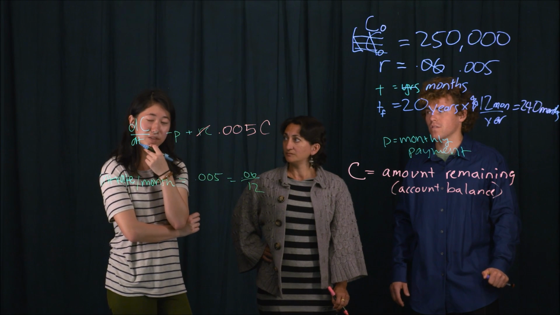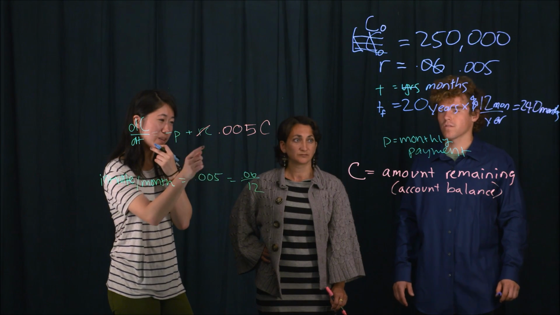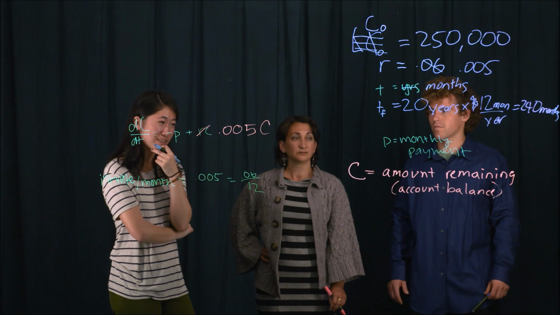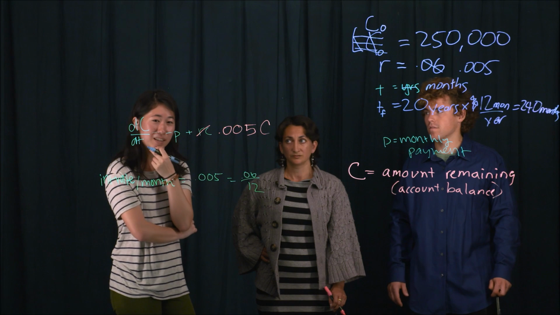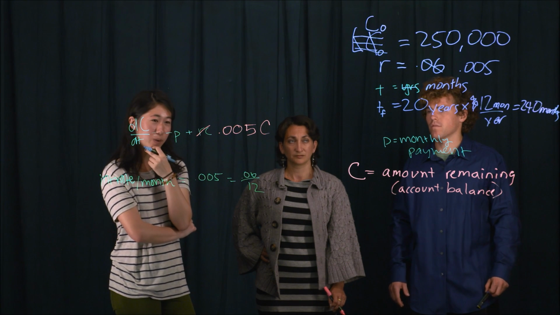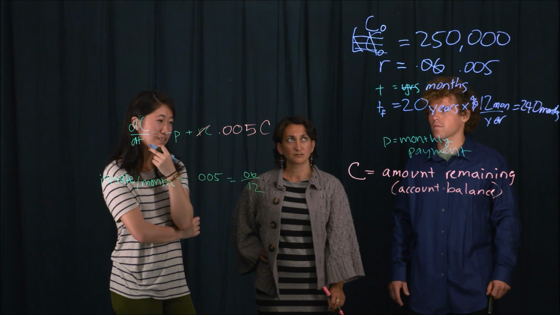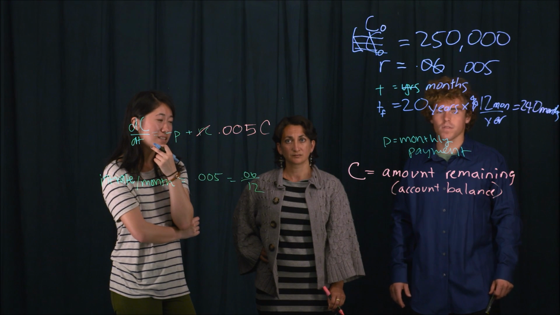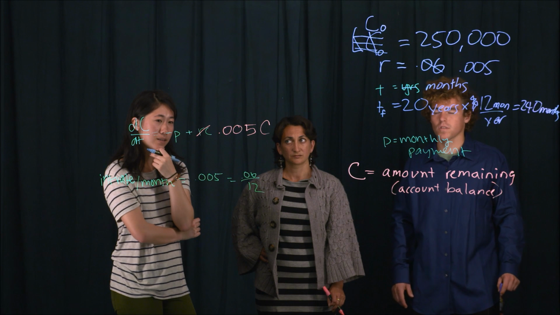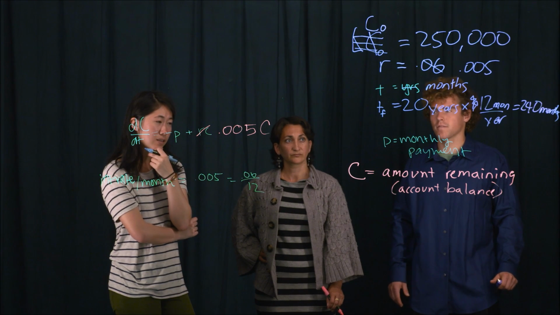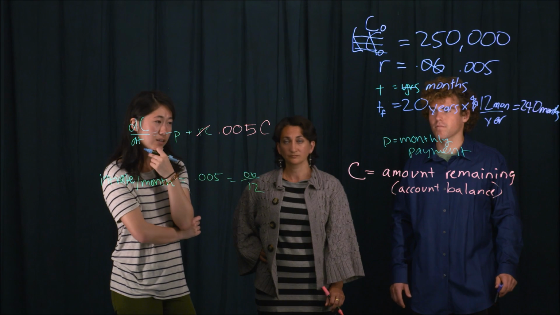So it's just the change of the account balance over time, which is equal to? It is equal to negative P plus 0.005 times C. Okay, and can you talk about what each one represents? What does P represent and what does 0.005C represent?